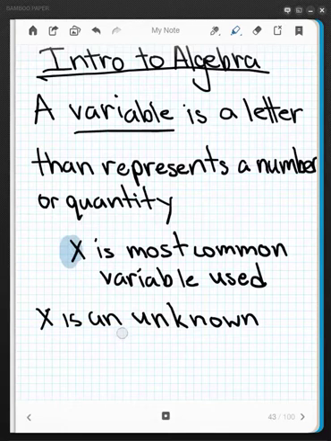X is an unknown. It can be a number, it can be used in place of a number, or it can simply be a value that could be represented by a number, but it's currently just being used to represent an idea.